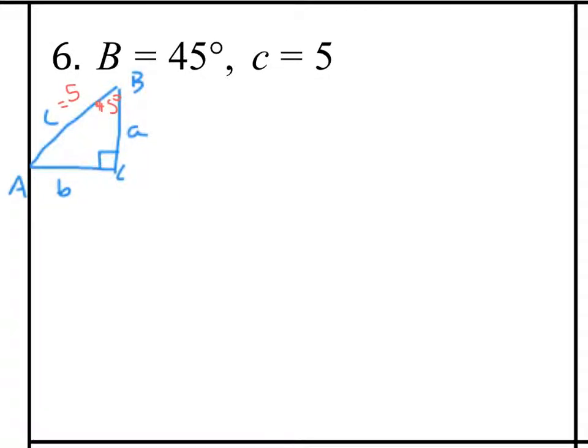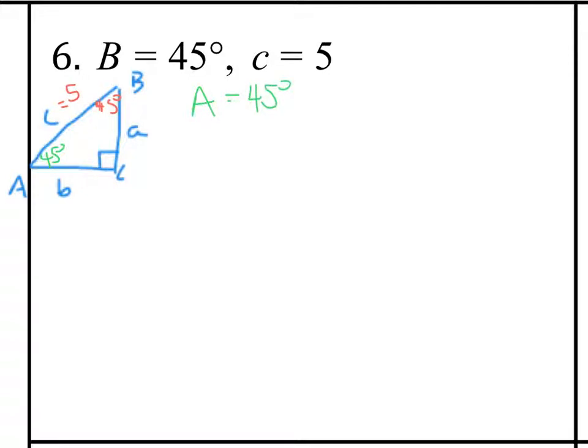So here are the worked examples for solving right triangles. We're given B is 45 and C is 5. If B is 45, then without even doing a lot of work, we know that angle A will be 45 degrees, right? So we're looking for A, that is 45 degrees.